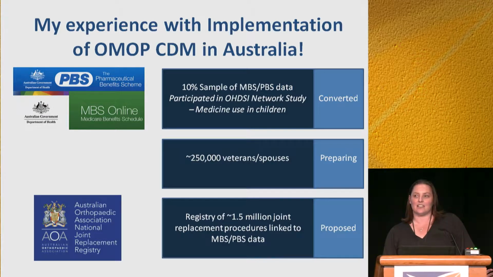So the DVA dataset is the dataset I work with most exclusively, and we're actually preparing to translate that into the OMOP CDM. We've also got the Australian Orthopaedic National Joint Replacement Registry, which we've been able to link to Commonwealth data as well, and I'm hoping, and I've proposed to translate that. That's a data set of about 1.5 million patients over 14 years in Australia.